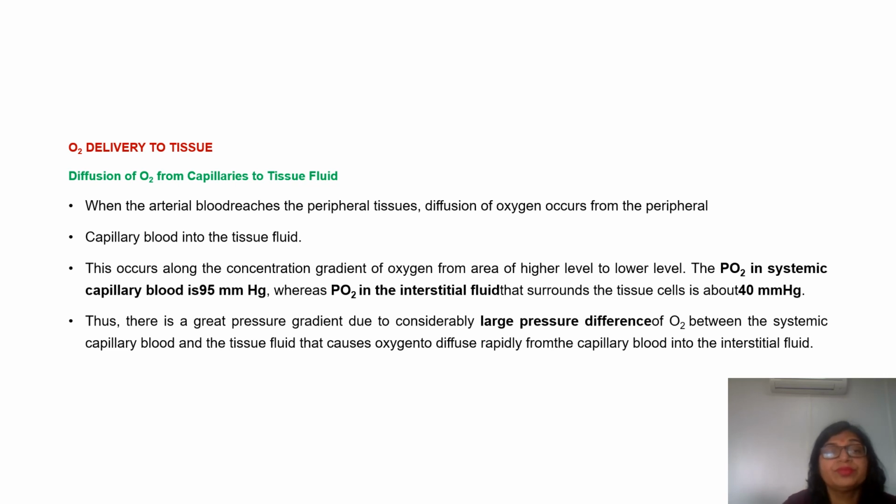Coming to oxygen delivery to tissues, the diffusion of oxygen from capillaries to tissue fluids. When the arterial blood reaches the peripheral tissues, diffusion of oxygen occurs from the peripheral blood. This occurs along the concentration gradient of oxygen, from an area of higher level to lower level. The PO2 in the systemic capillary blood is 95, whereas in the interstitial fluid it is around 40 mmHg. So there is a large pressure difference between the systemic capillary blood and tissue fluid that causes oxygen to diffuse from the capillary blood into the tissue fluid.